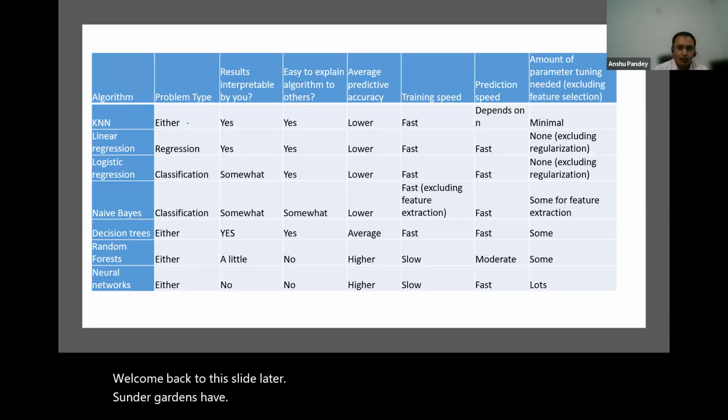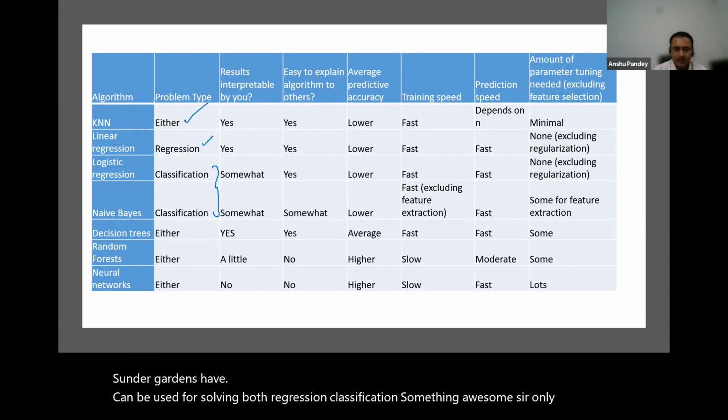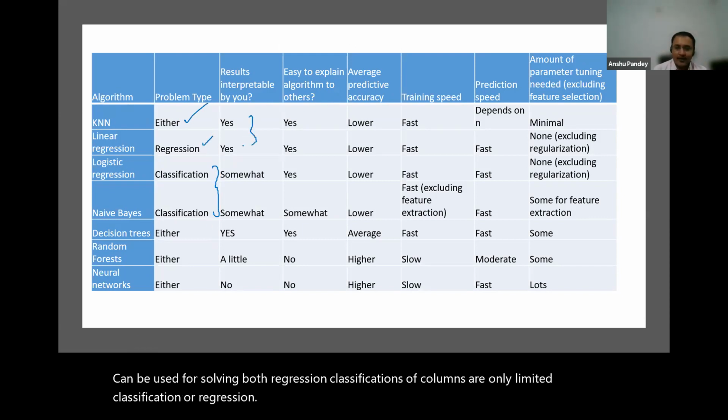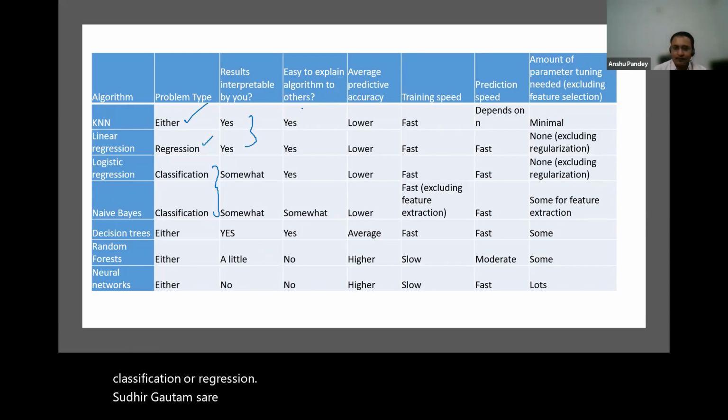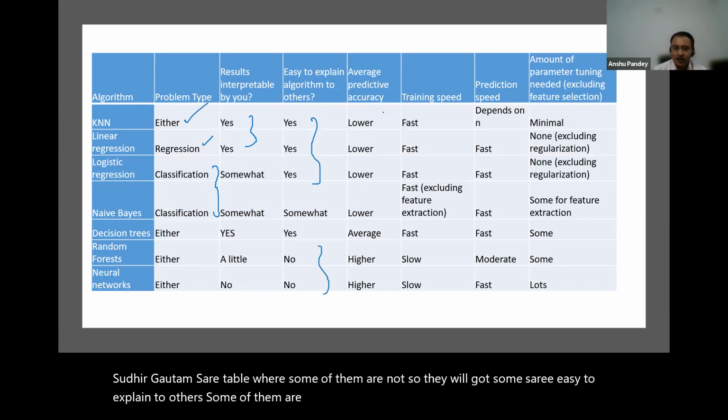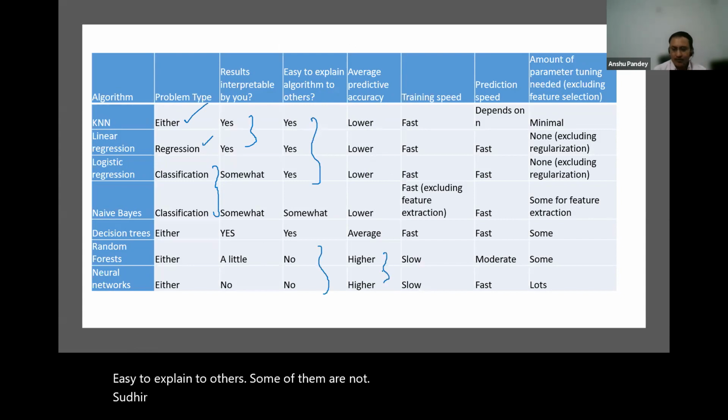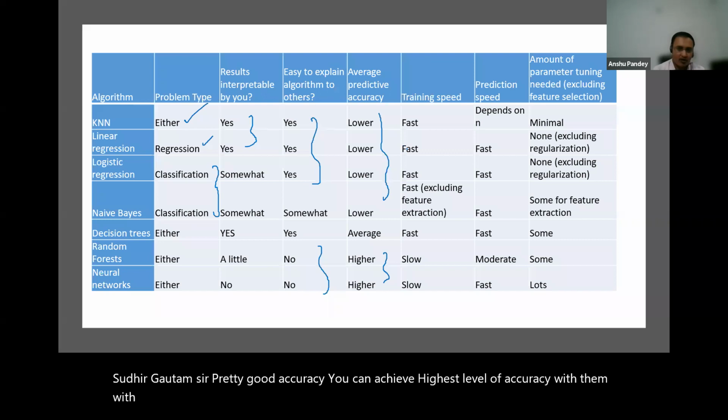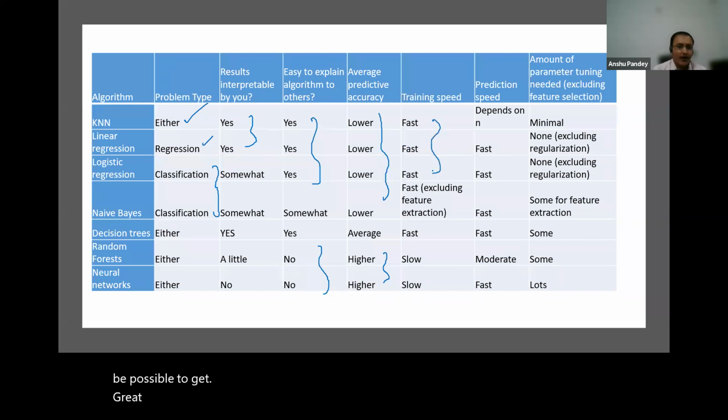Some of the algorithms can be used for solving both regression and classification. Some of the algorithms are limited to only classification or regression. Some of the algorithms are interpretable, whereas some of them are not. Some are easy to explain to others, some are not. Some of the algorithms are pretty good at accuracy, and you can achieve the highest level of accuracy with them. With some, that may not be possible. Some of the algorithms are much faster to train. Some of them are slower.